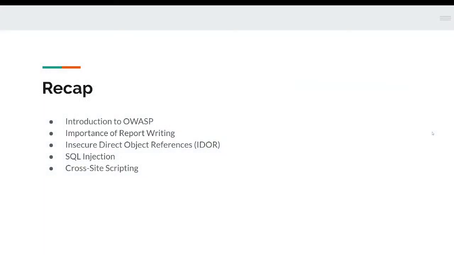Just for a recap from the last stream, we did an introduction to OWASP. We discussed what it was about, why it exists, and the importance of it. We then went on to discuss things like report writing and why that's important. And the three categories that we discussed in the first stream were direct object references, SQL injection, and cross-site scripting. They were the three primary focuses on the first one.